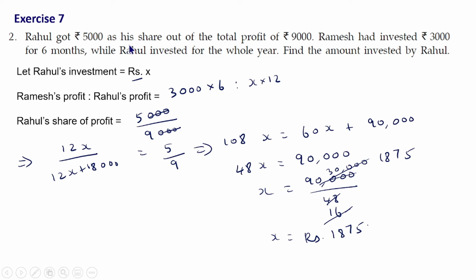So based on the information which is given, we found Ramesh's profit is to Rahul's profit, and it is also given Rahul's share of profit. So using that, we have taken Rahul's investment as X. Using this information, we found X as 1,875.